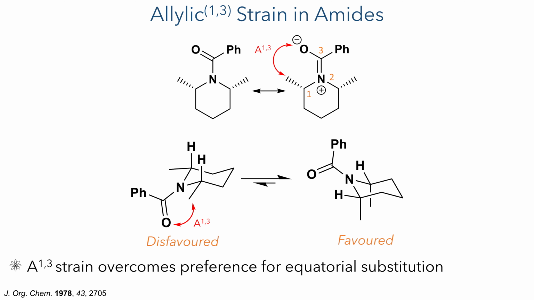As we will see later in this video, substituents on 6-membered rings prefer to occupy the equatorial position, to minimize steric hindrance. However, in this amide, the methyl groups adopt an axial conformation, and this is due to the allylic strain between the carbonyl oxygen and the methyl group when it is in the equatorial position.